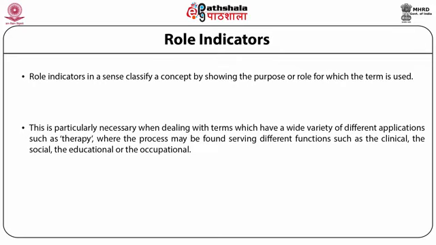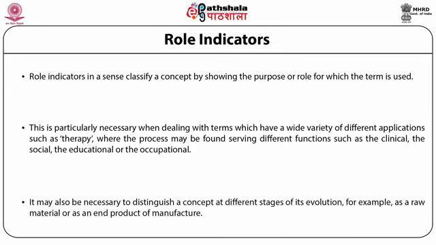This is particularly necessary when dealing with terms which have a wide variety of different applications, such as therapy, where the process may be found serving different functions such as the clinical, the social, the educational, or the occupational therapy. It may also be necessary to distinguish a concept at different stages of its evolution, for example, as raw material or as an end product of manufacture. So, this is the use of role indicators.